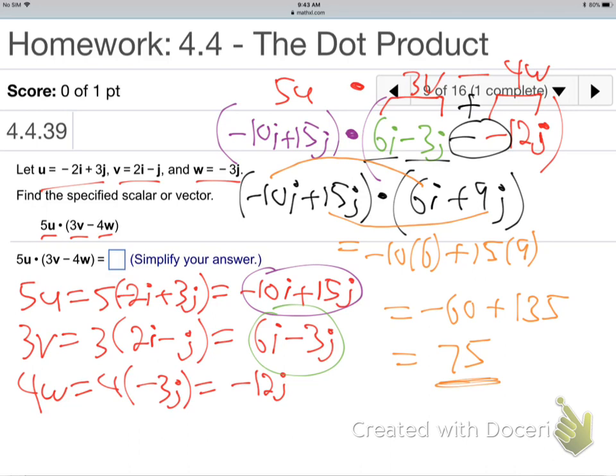Questions I can answer? All is well? So did the answer come out to be a vector? They said, find the specified scalar or vector. Did the answer come out to be a scalar or a vector? Yeah, this is a scalar, isn't it? It's just a number. It's not a vector. Has no more i and j in it, right? All right, so good.